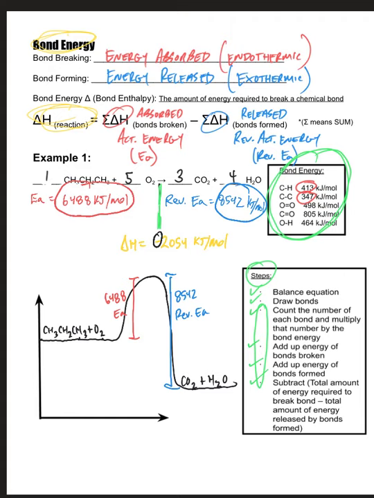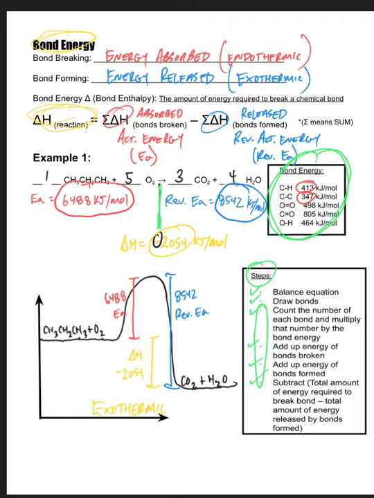And delta H is the overall energy exchange that is either absorbed or released in the reaction. And that is the distance from your products to your reactants, delta H. And in this particular example, it's negative 2,054 kilojoules per mole, showing you that it is indeed an exothermic process. So that's how this relates to the potential energy diagrams that we did last week.